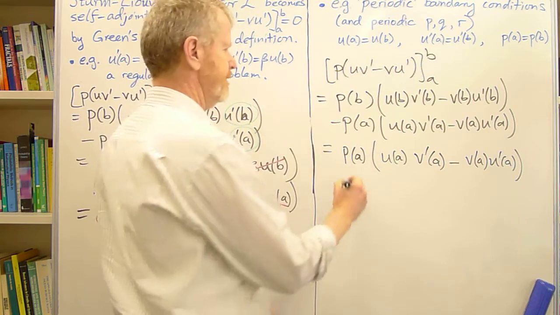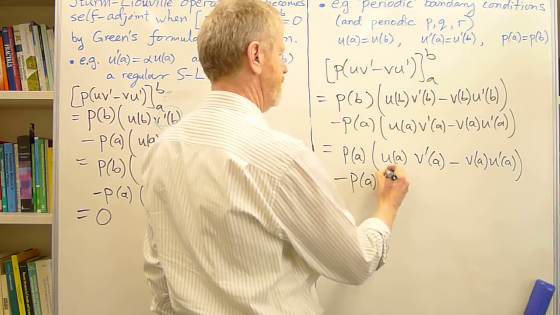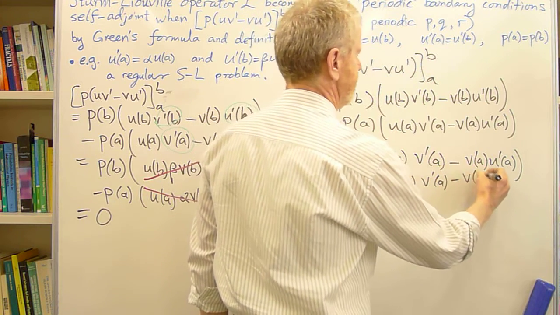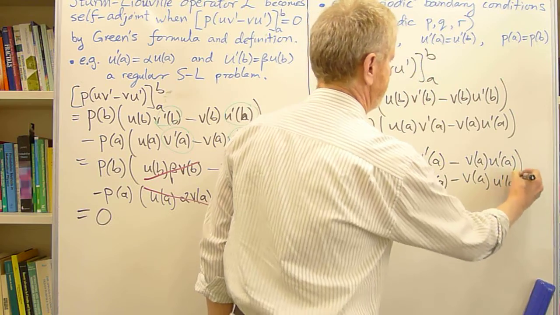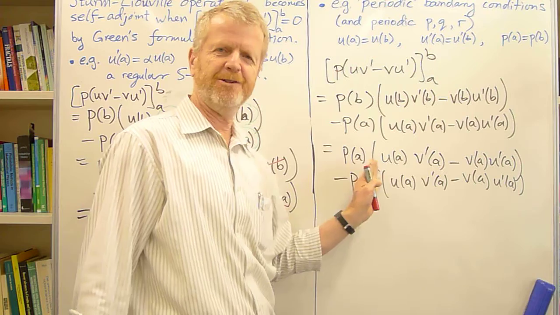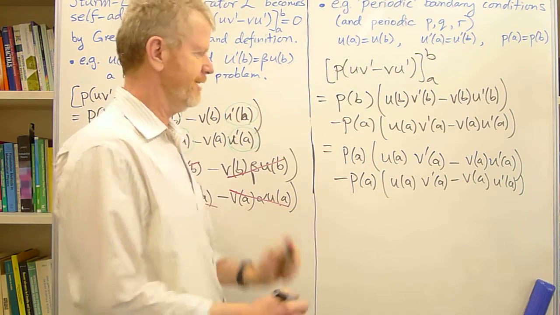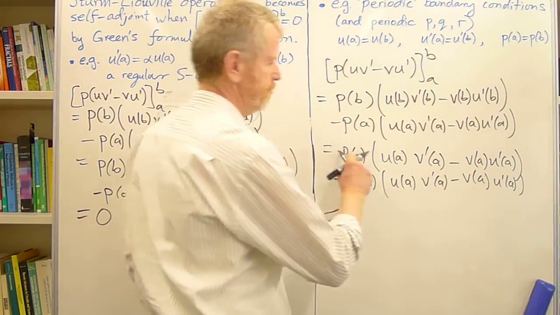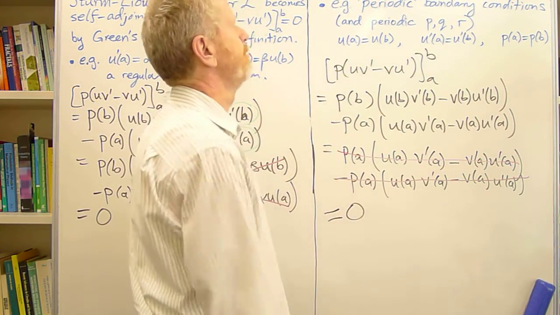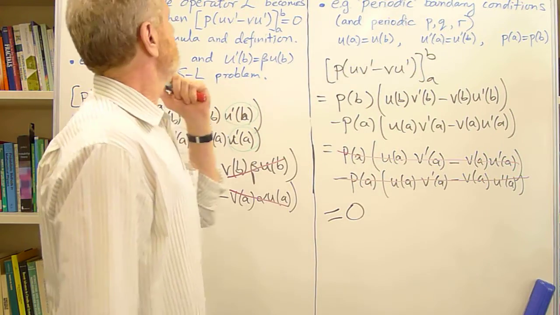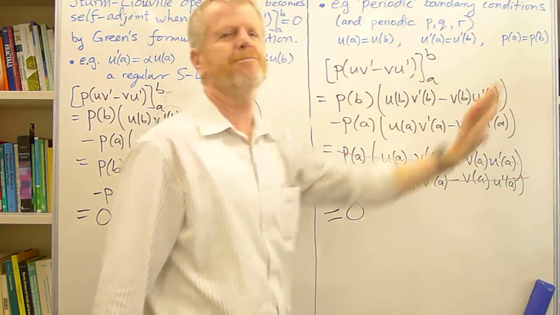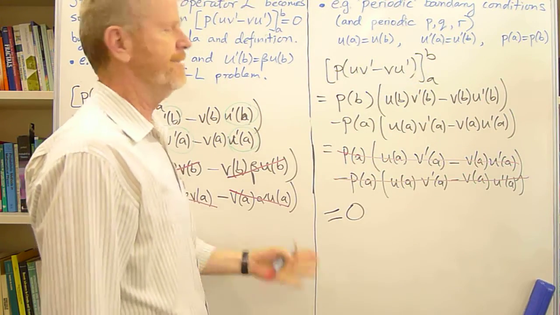Right, and then we write out this second line again: minus p(a)[u(a)v'(a) - v(a)u'(a)]. And what you see is everything in that second line is the same as what's in the first, and this second line is negated, so these just cancel completely, and we're left with 0. So the Sturm-Liouville differential equation with these periodic boundary conditions, and provided p is periodic, is also self-adjoint.